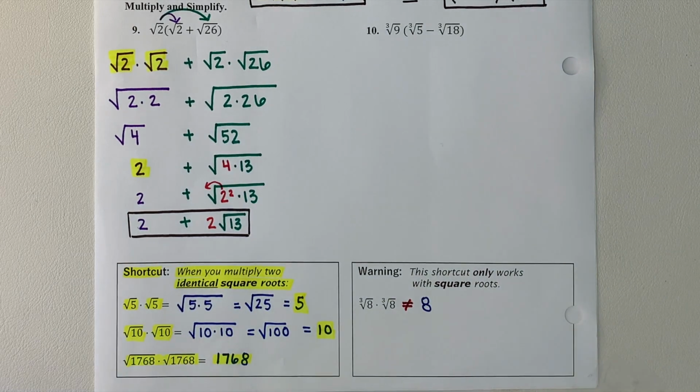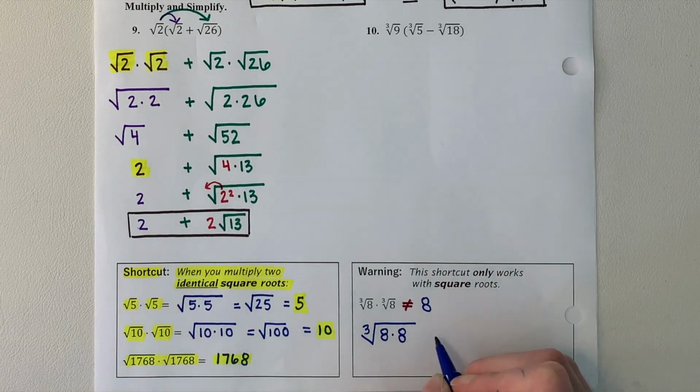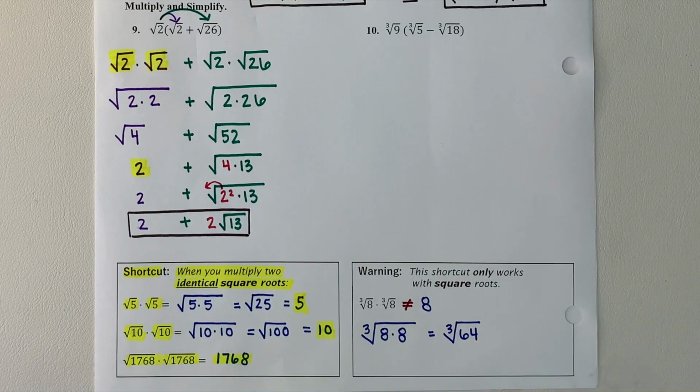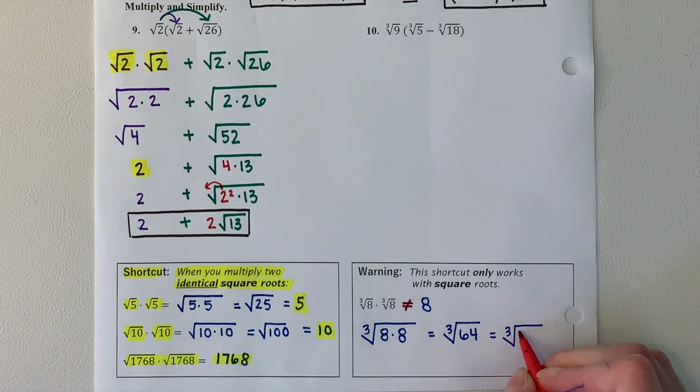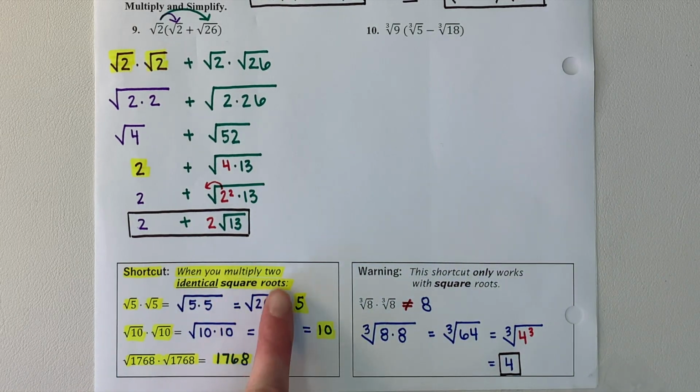To compute the cubed root of 8 times the cubed root of 8, the product property of radicals says we can combine that multiplication underneath one radical symbol, which would give us the cubed root of 8 times 8, and 8 times 8 will give us the cubed root of 64, and 64 is a perfect cube. We can rewrite 64 as 4 cubed, and then the cubed root and the cube cancel each other out, and we're just left with our final answer, 4. So we can see here this does not equal 8. The product property of radicals gives us the correct answer of 4. So make sure you only use this shortcut with square roots.